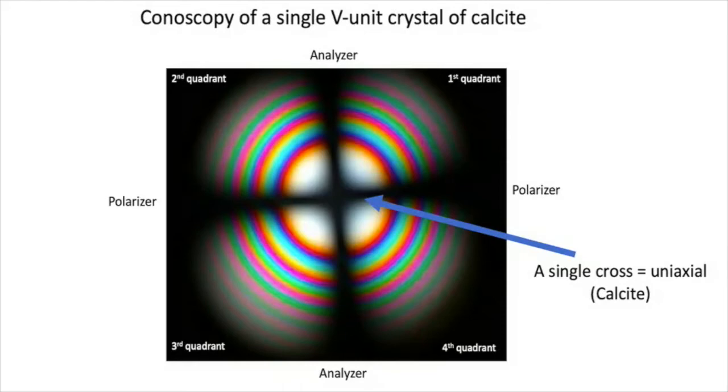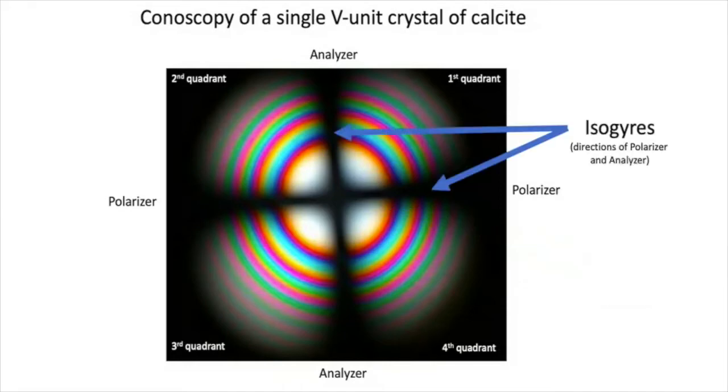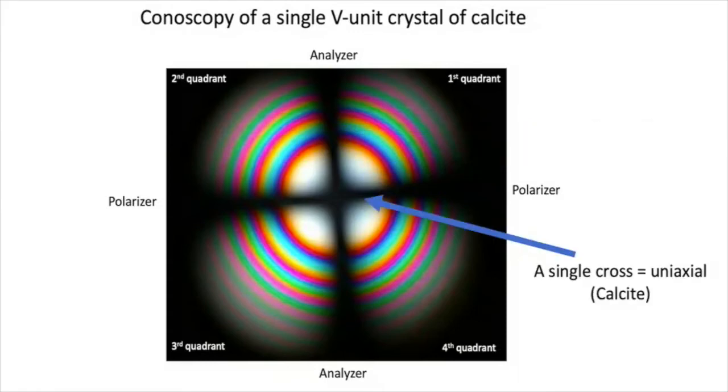The black cross has an obvious relation with the directions of polarizer and analyzer. It is produced by the absence of those rays that are aligned with their directions, and so are blocked by the analyzer. The two arms of this cross are what in mineralogy are called the isogyres. They produce a single cross, which demonstrates that the mineral is uniaxial. The center of the cross is the exact location of the optical axis or C-axis of symmetry for this specific crystal.